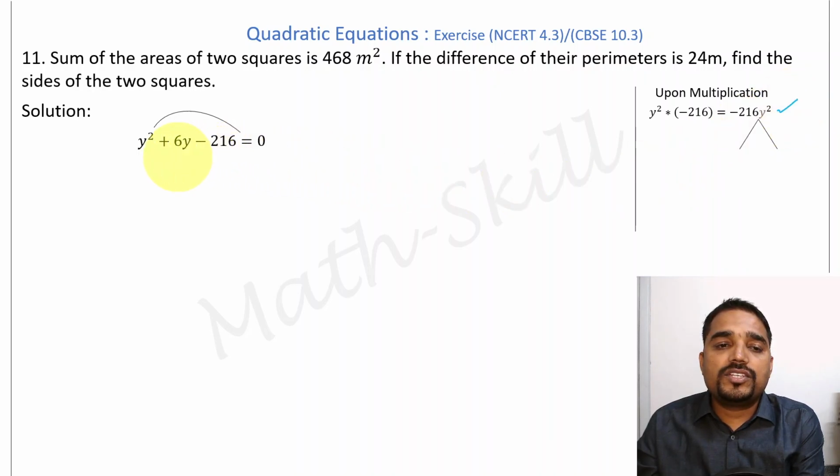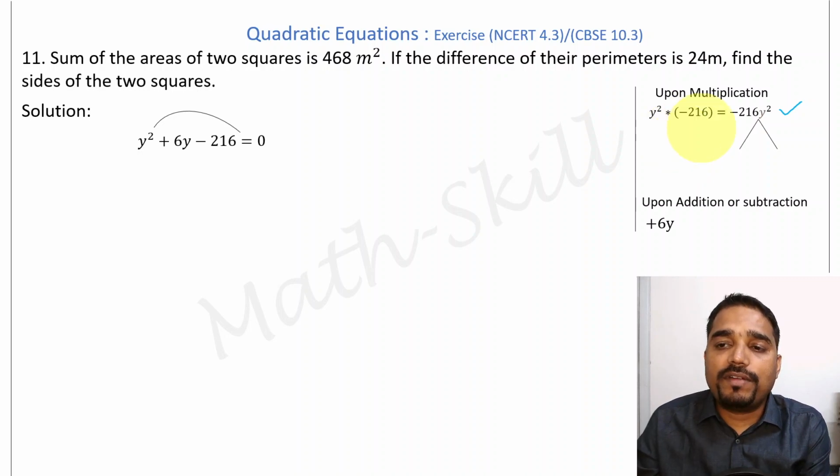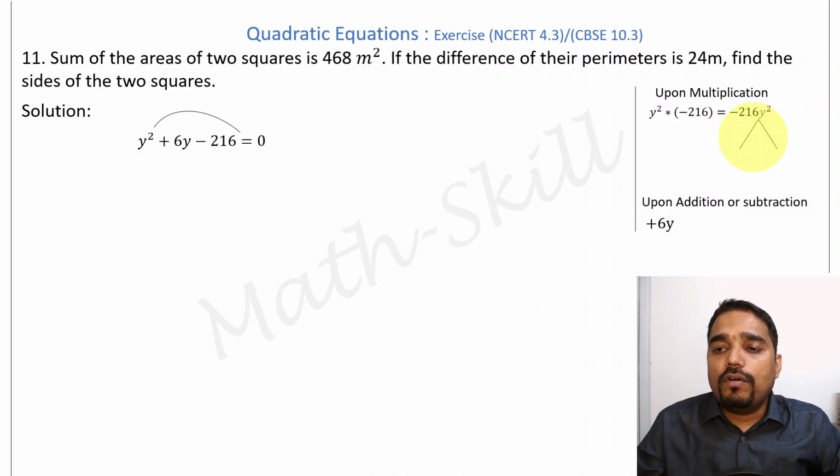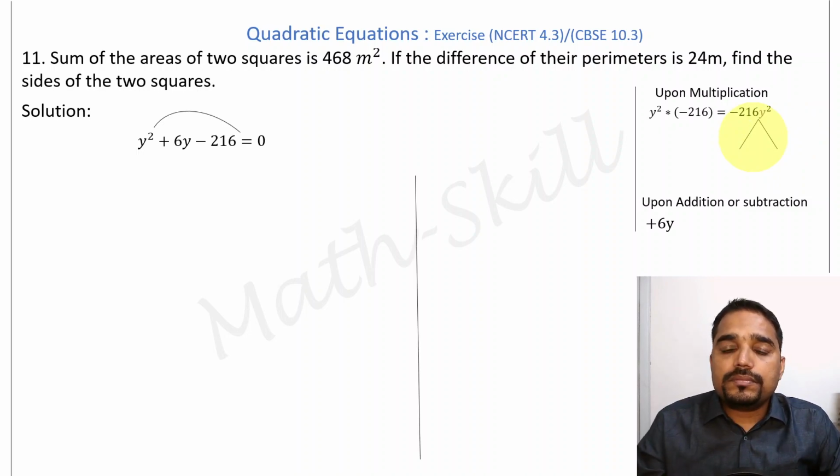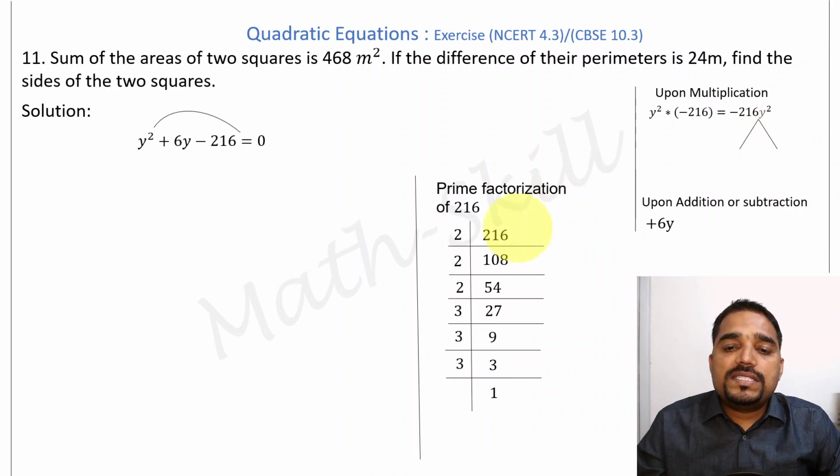Also, the second condition we have to satisfy is related to the middle term, that is, upon addition or subtraction we have to get plus 6y here. Now since 216 is a bit bigger number, we will apply prime factorization for 216. Upon doing prime factorization of 216, we see that 2 is available 3 times and 3 is available 3 times.